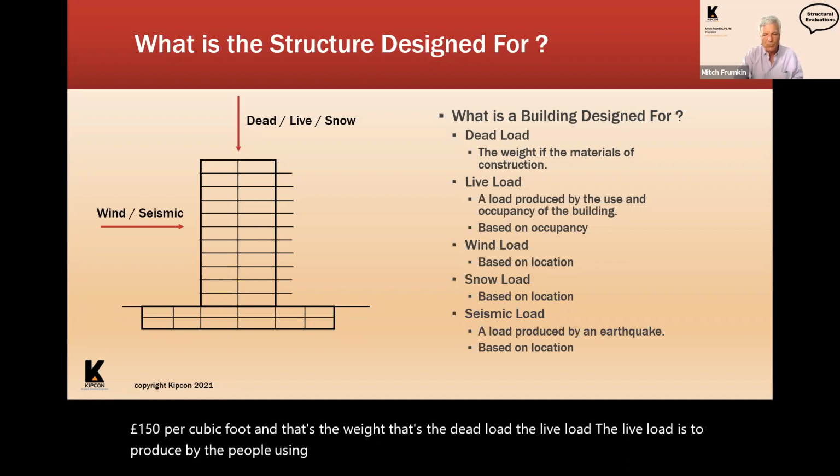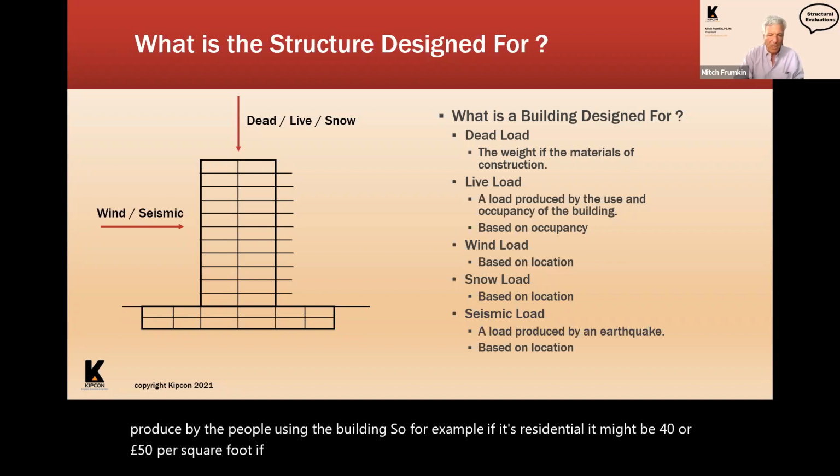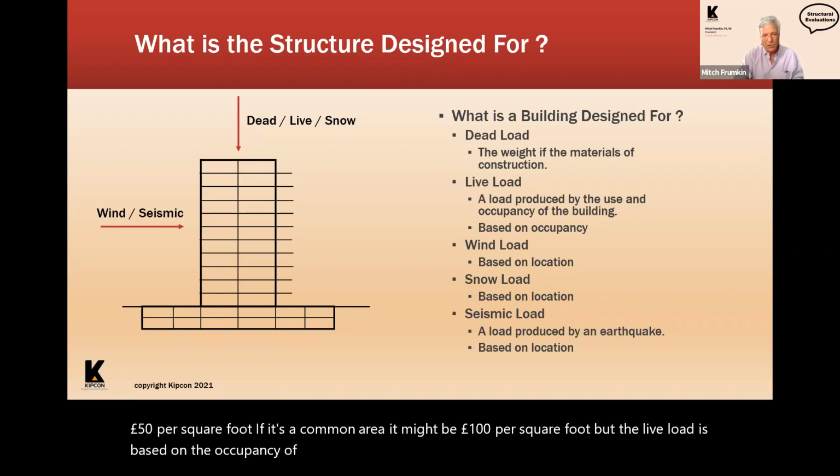The live load is produced by the people using the building. So for example, if it's residential, it might be 40 or 50 pounds per square foot. If it's a common area, it might be 100 pounds per square foot. But the live load is based on the occupancy of the building. And these things are given to you in the code based on the occupancy.